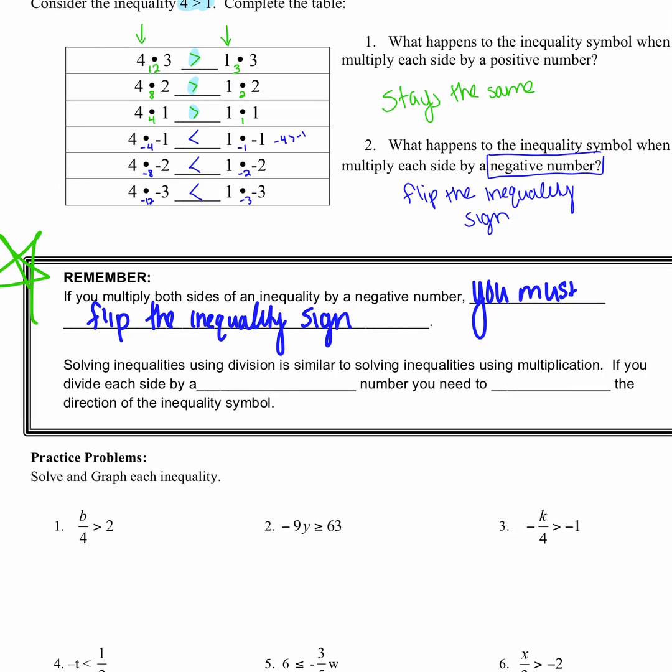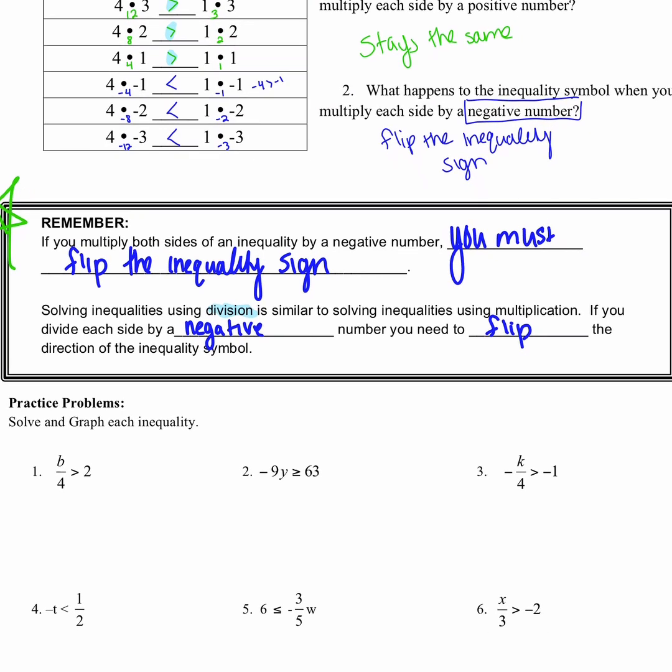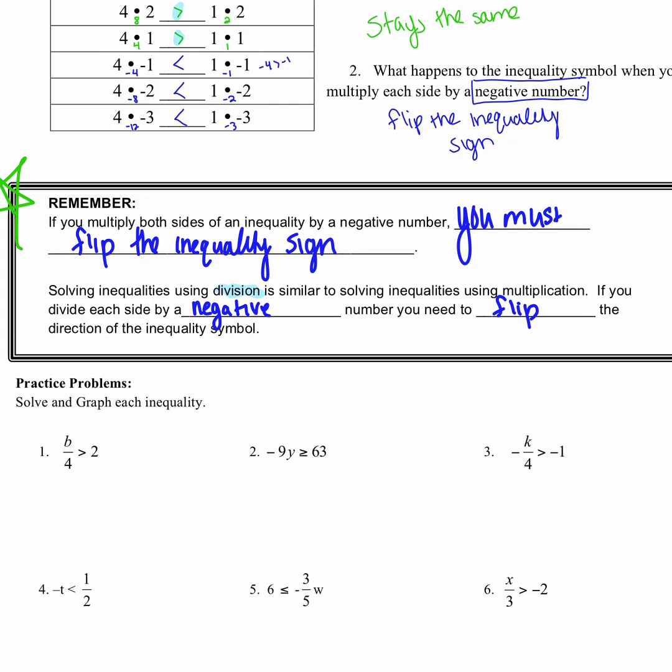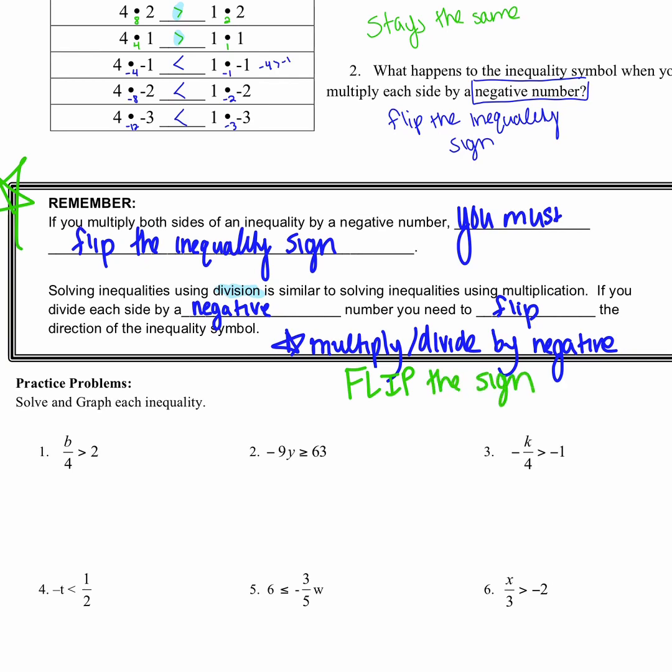Now, the same thing happens when it comes to division. Okay, so if you multiply or if you divide each side by a negative, you need to flip the direction of the inequality sign. Okay, so this box is just telling you, hey, if you multiply or divide by a negative, flip the sign. And by sign, I mean inequality sign.